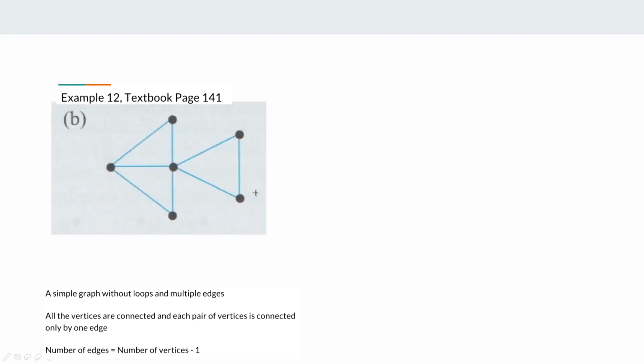Let's go on to the next example. This one has 1, 2, 3, 4, 5, 6 vertices. So the number of edges should automatically be 5 only. Let's just write that down first. 6 vertices, 1, 2, 3, 4, 5, 6. And the number of edges should be 5 edges for a tree. Once again, just draw back at the same position. 1, 2, 3, 4, 5, and 6. Just draw the lines.